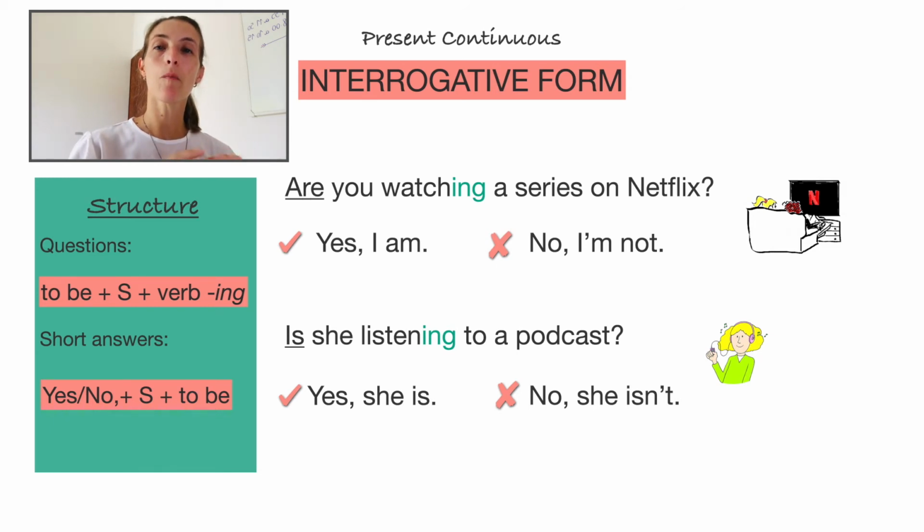Acá tiene que ser un pronombre personal, ok. And finally, the verb to be, que va a estar en afirmativo o en negativo, de acuerdo a la respuesta que yo doy, ¿sí? Esto es importante. Si la respuesta es negativa, el verbo to be va a estar en negativo. Si la respuesta es afirmativa, el verbo to be va a estar en su forma afirmativa.